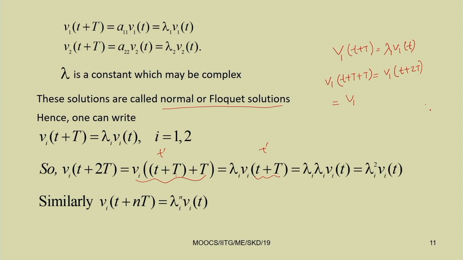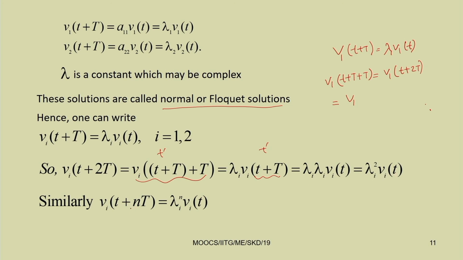So, Vi(t + 2T) can be written as Vi(t + T + T). So, this t + T if I am putting as t dash, you know Vi(t dash + T) will be equal to lambda i Vi(t dash). Again you just see this Vi(t dash) is nothing but Vi(t + T). So, in that case it will again reduce to lambda i Vi(t). So, in this way you are getting lambda i square Vi(t). Here Vi(t + 2T) equals lambda i square Vi(t).